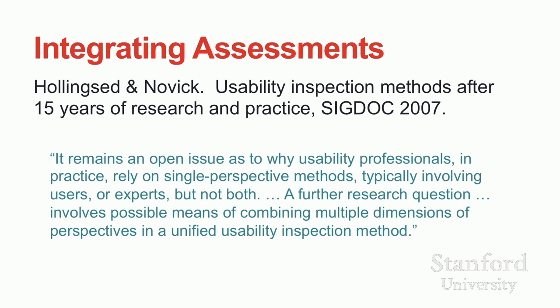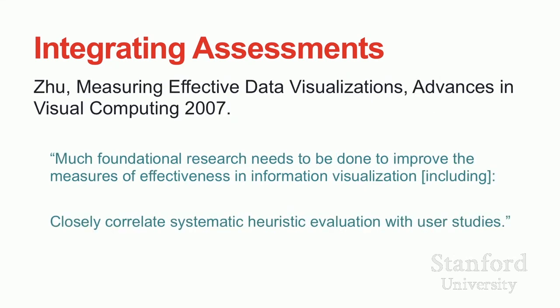So they said it should be combined, and Zhu, in measuring effective data visualizations, said much foundational research needs to be done to improve the measures of effectiveness of information visualization, including closely correlating systematic heuristic evaluation with user studies. I found this after we did the work, while I was reviewing literature. 2 different authors called for doing what we did. So I'd say that some thinkers are saying this is probably a good idea.